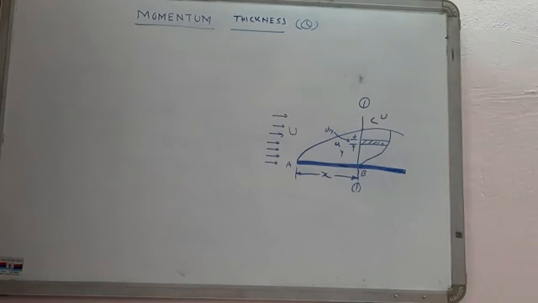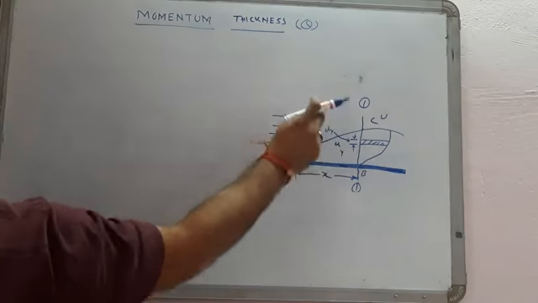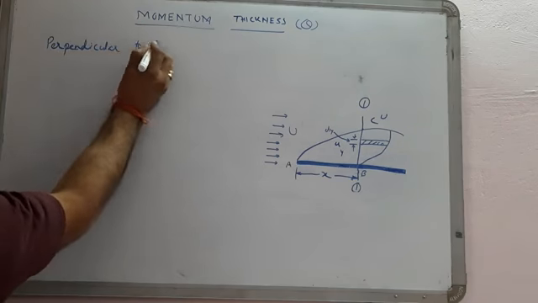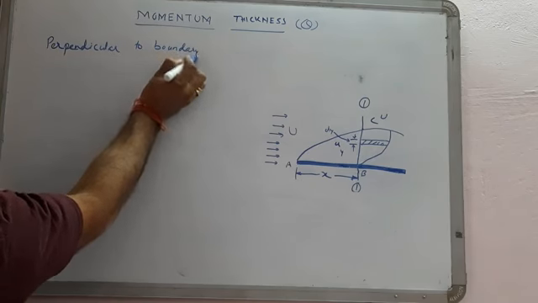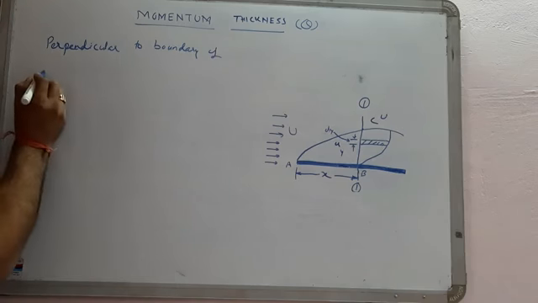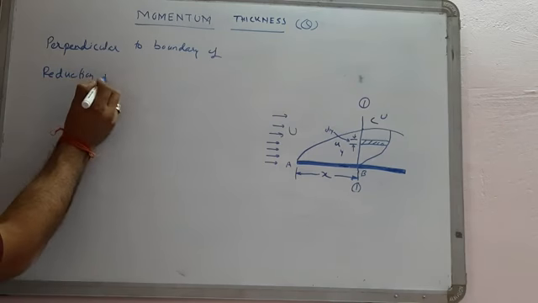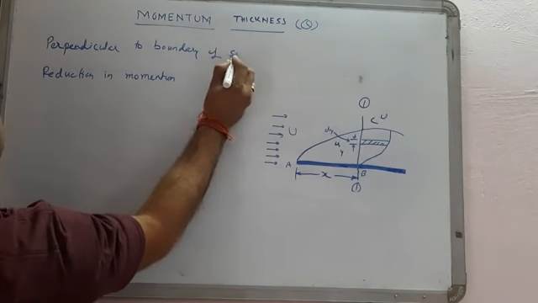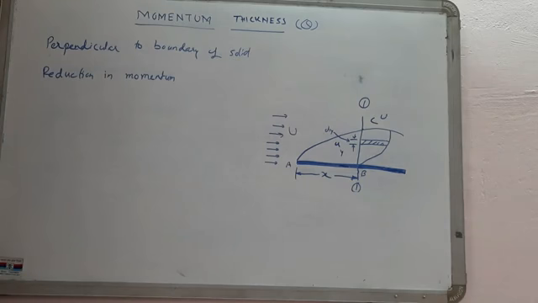Next, momentum thickness is defined as the distance measured perpendicular to the boundary of the solid body by which the boundary should be displaced to compensate for the reduction in momentum of the flowing fluid on account of boundary layer formation. It is denoted by theta.